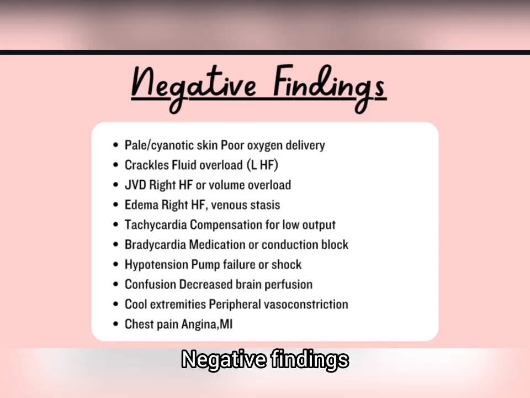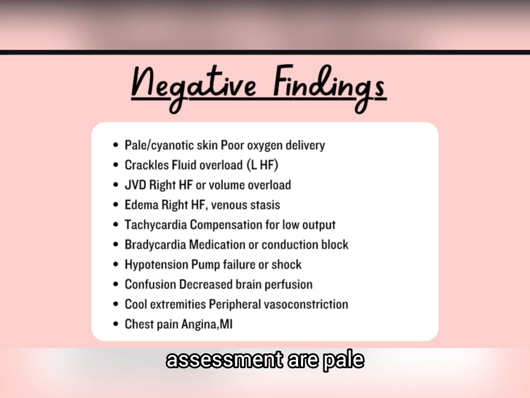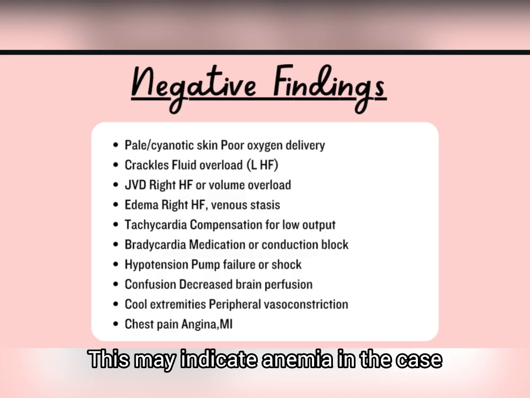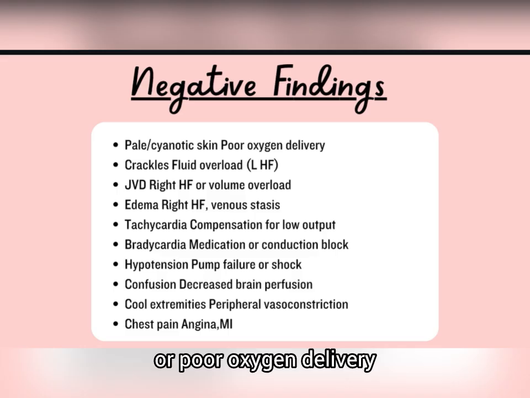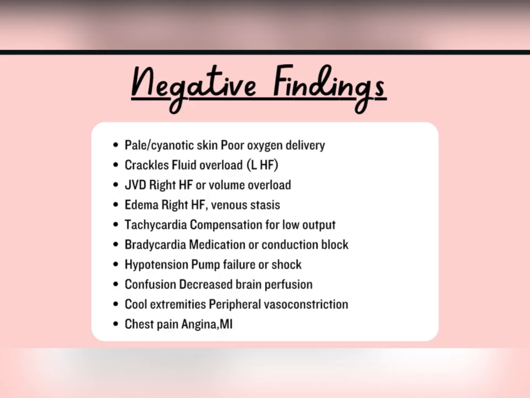Negative findings. Some negative findings during a basic cardiac assessment are pale or cyanotic skin. This may indicate anemia in the case where a patient is pale, or poor oxygen delivery where the patient is cyanotic. When a patient is cyanotic, they look blue in certain areas of the body, maybe their face or the tips of their fingers.